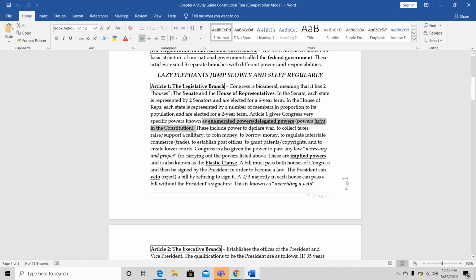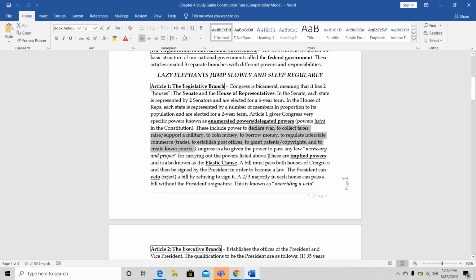And again, right here, you can see what some of those are. To declare war, to collect taxes, to raise and support a military, to coin money, to borrow money, to regulate interstate commerce, to establish post offices, to grant patents and copyrights, and to create lower courts. So again, that's what the legislative branch is allowed to do.